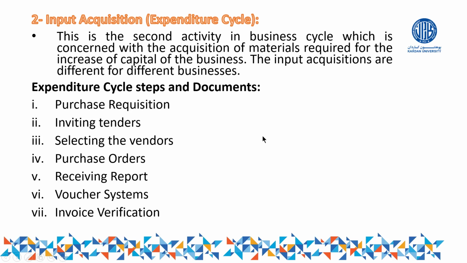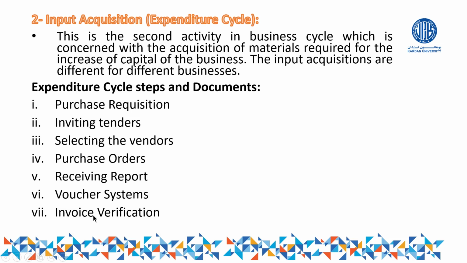The purchase request is from inside the department to please purchase the following. Then we invite the people or the tenders, or we take quotation from the supplier. Then we select some of them. Then we issue a purchase order to them. Then we receive the report. Then we provide a voucher or documents. Then we go for the verification, and of course we make the payments.